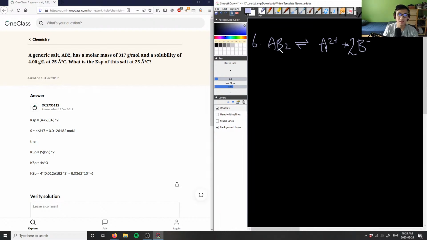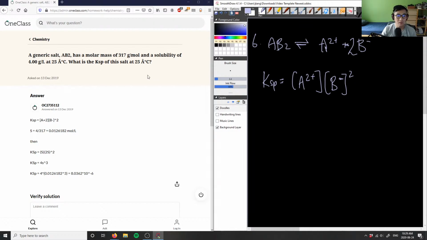So again, now I can write the Ksp formula for this salt. Ksp is going to equal, again, I'm looking at the concentration of our products, right? So I'm going to have A 2 plus, and then B minus here, but we have to include this coefficient, so this is going to be B minus squared, because the coefficient of 2 is in the exponent of our concentration in this case.